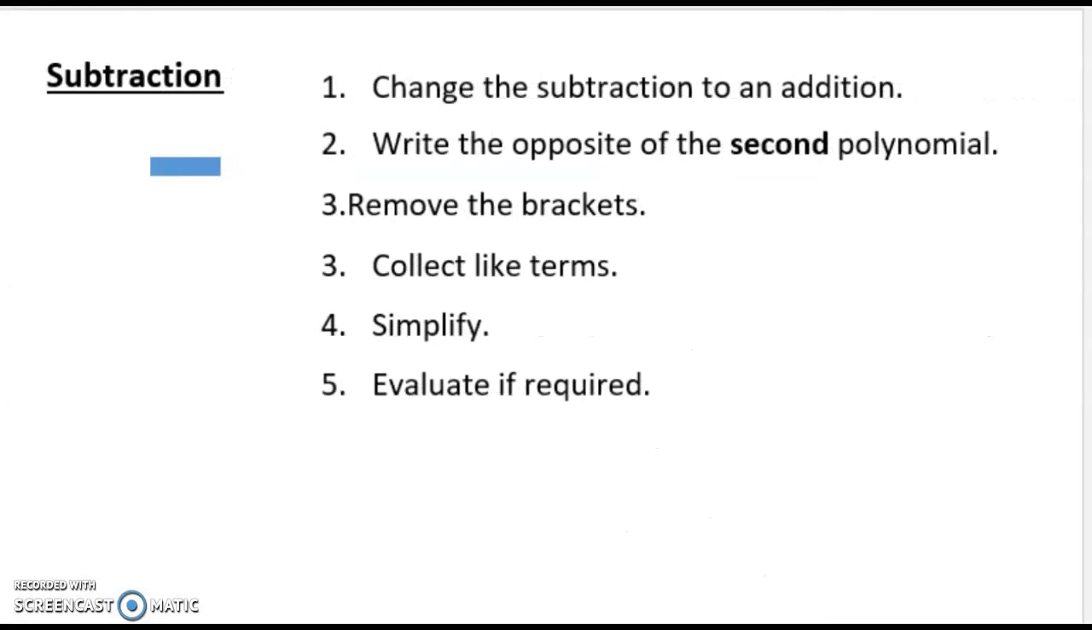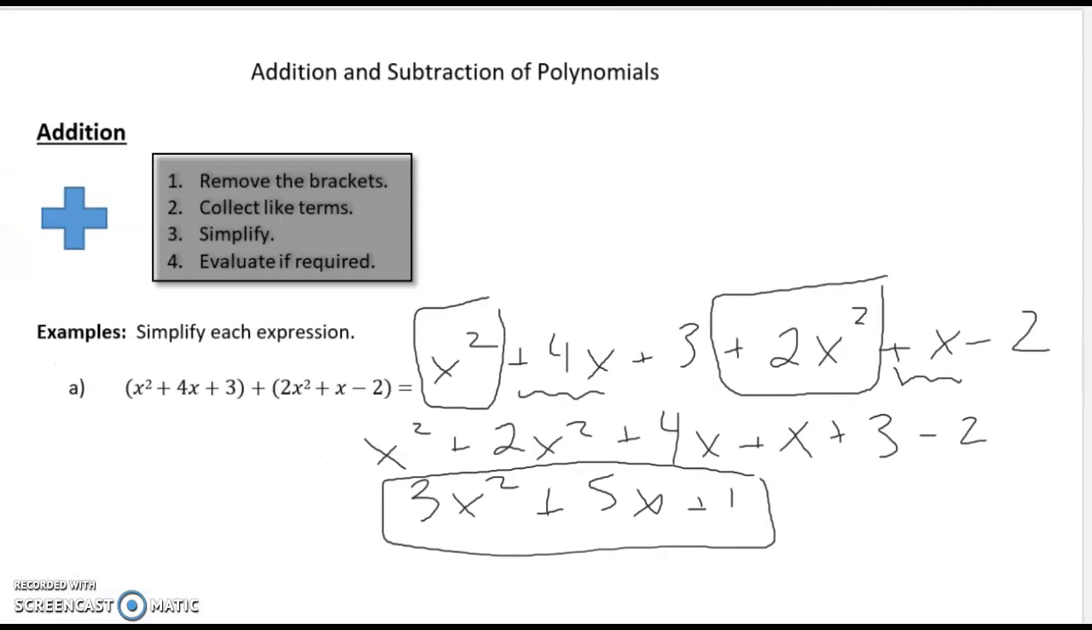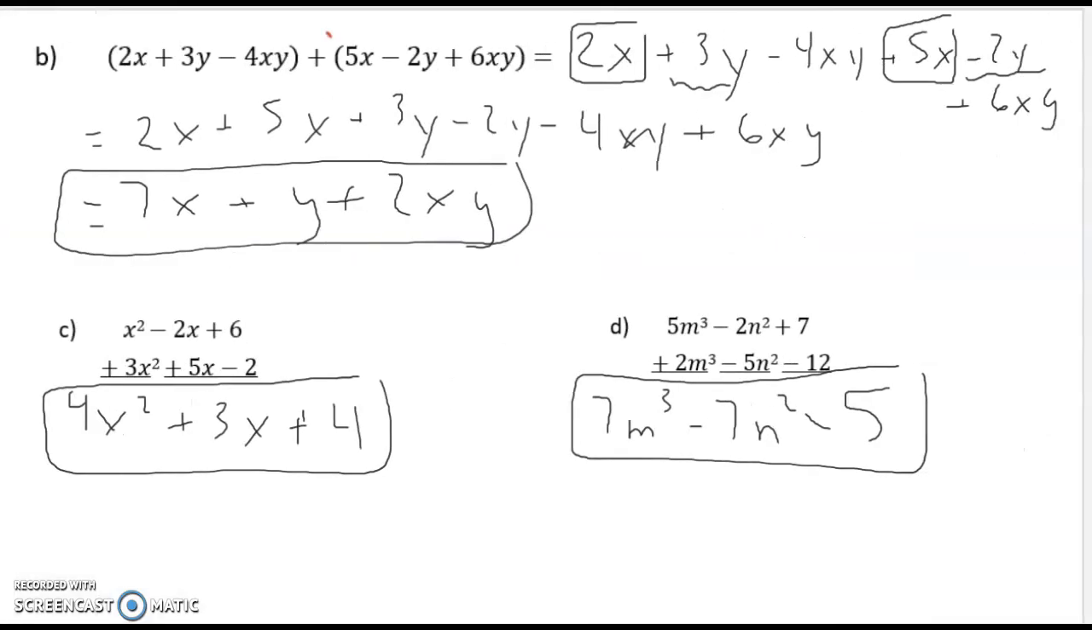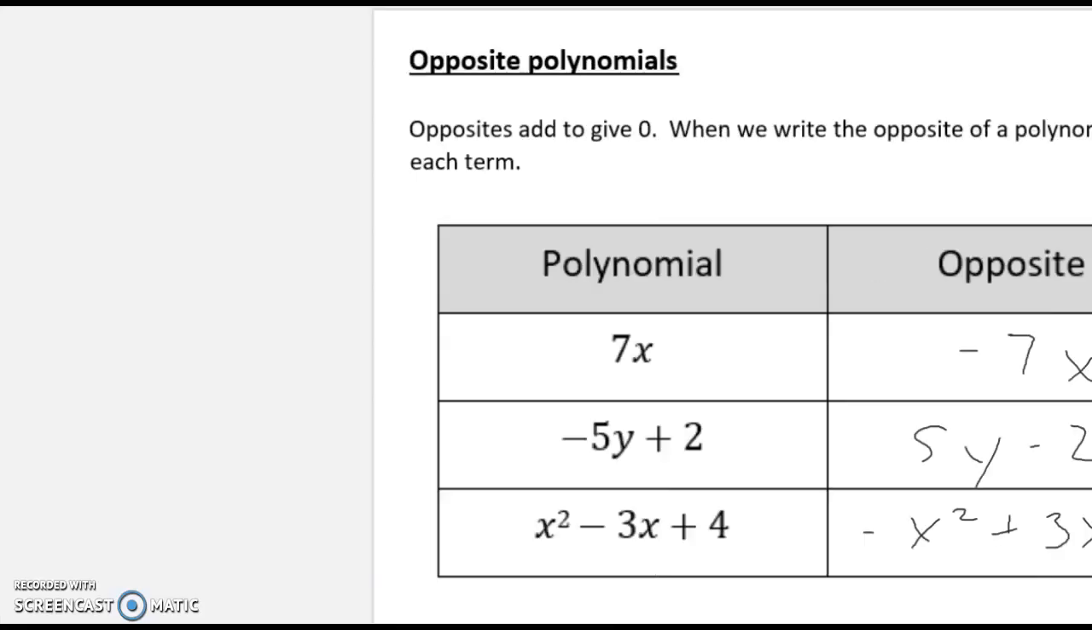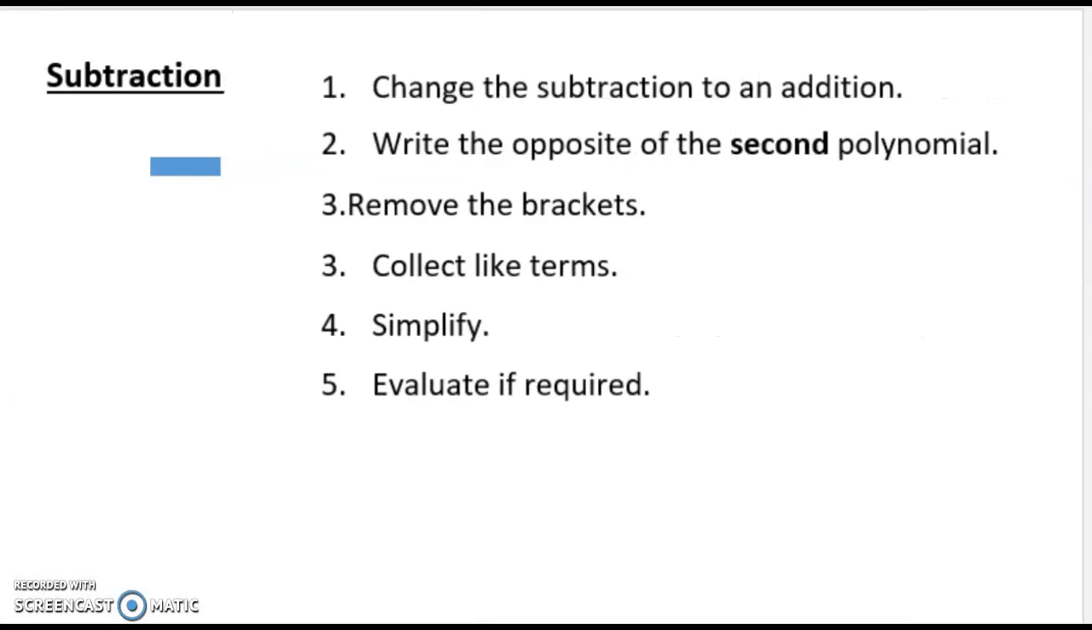Okay, so now we're talking about subtraction. Over here is when we were adding them, there was an addition sign in between. Now we are going to subtract. So the first thing, you're going to change the subtraction to an addition sign. Then we're going to write the opposite of the second polynomial.